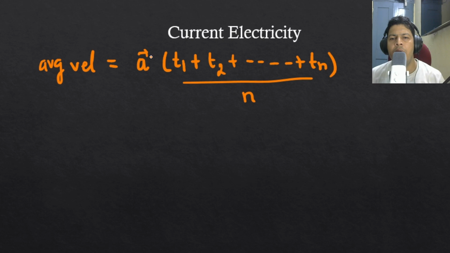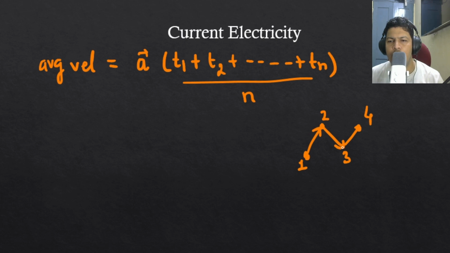Now here I want to talk about T1, T2, T3. When electrons are moving and colliding, they have collision number 1, collision number 2, collision number 3, collision number 4. So the times between them will be T1, T2 and T3. This is how we are taking time. This time is the time between two successive collisions, and this time is called relaxation time.